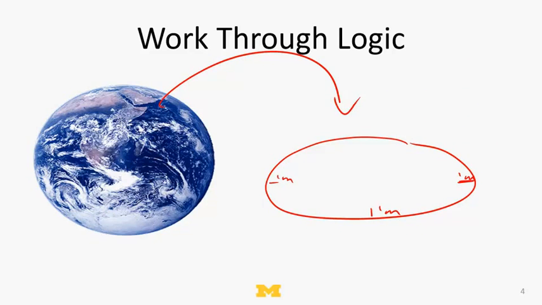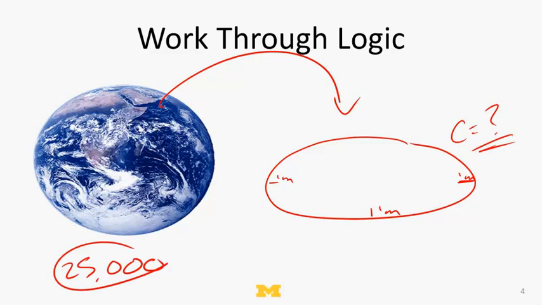Now I'm going to ask the question, what should the circumference of that rim be? How big around does that rim have to be, assuming, let's simplify, that the earth is 25,000 miles around the equator? How big around does that rim have to be if I want 1 meter of clearance all the way around? Think about it.